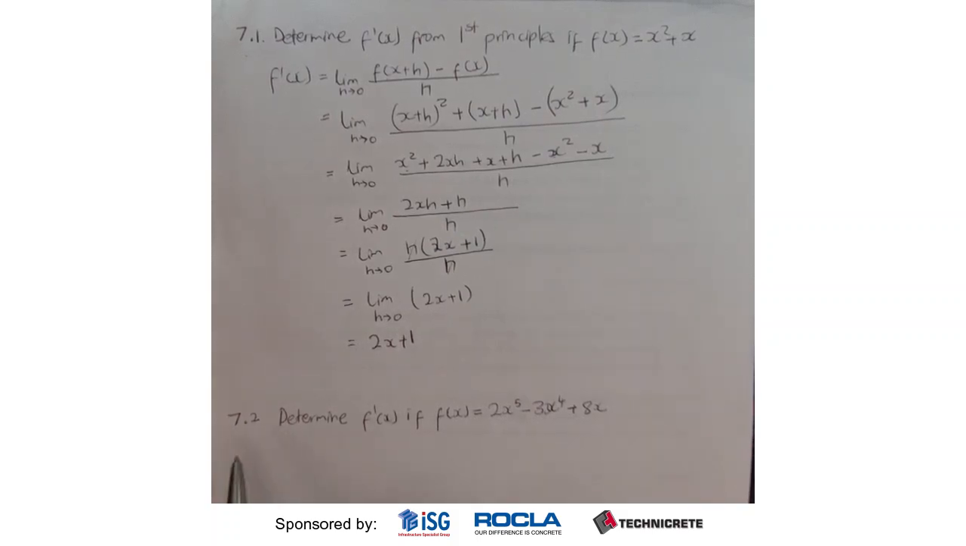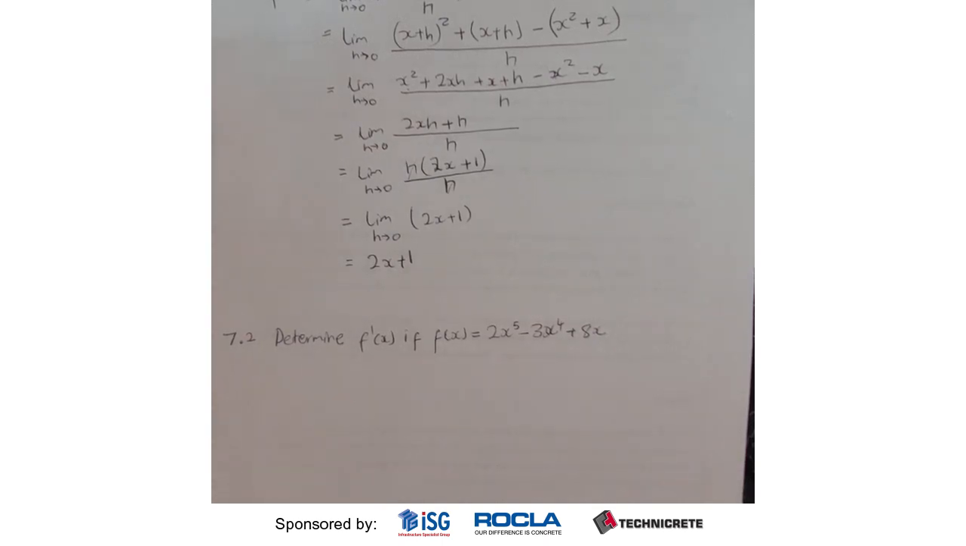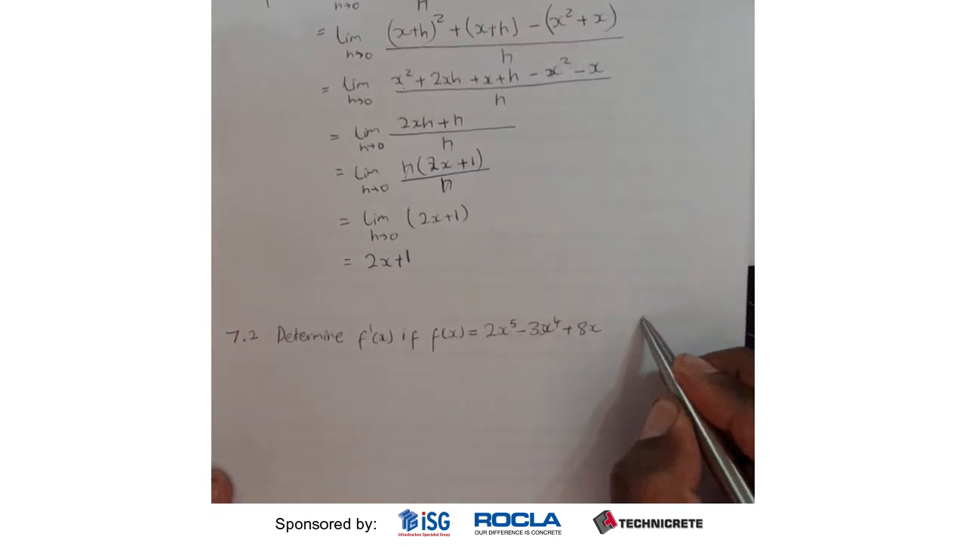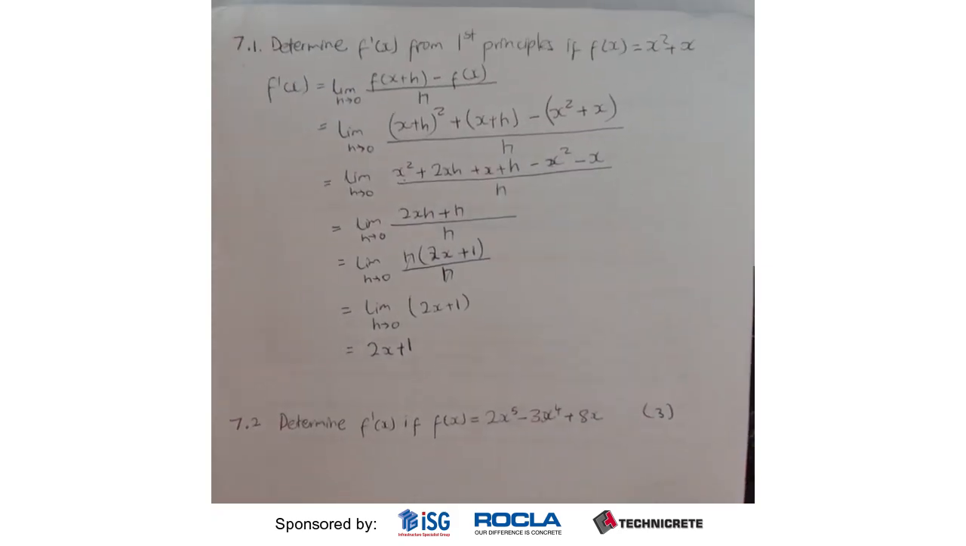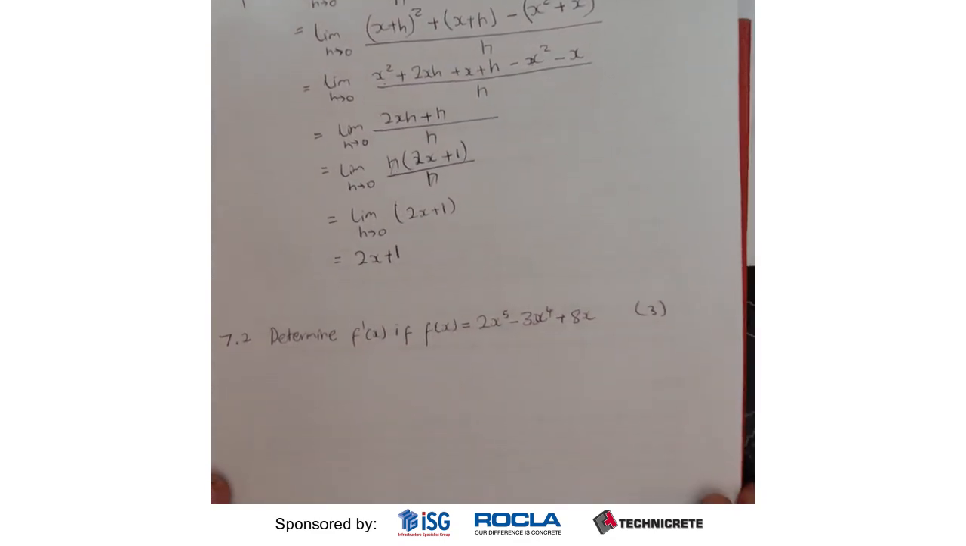Now, here in 7.2, they just said determine f prime of x if we have f of x being 2x to the 5, 3x to the 4 plus 8x. So they didn't give us a restriction that we must use first principles. So we can go about it however we want, but we will not be going there, because here the mark allocation is 3, and on the top question the mark allocation is 5, and that tells us the level of effort that we need to put in.